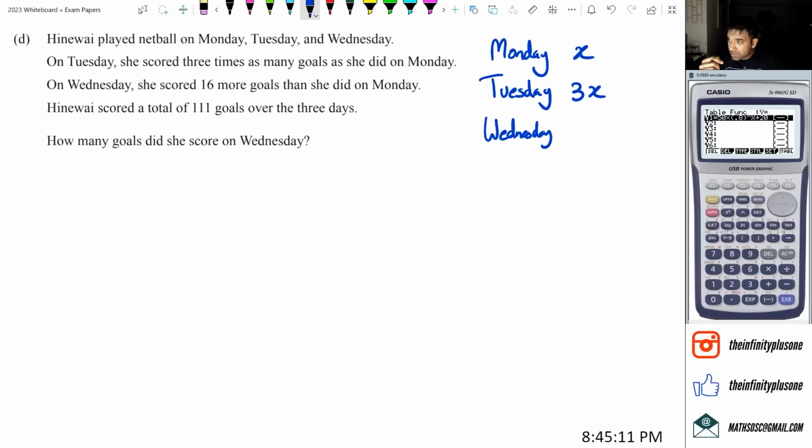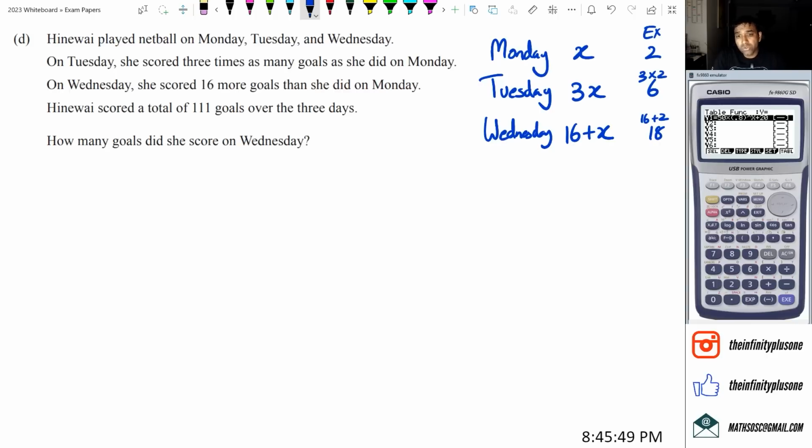Wednesday, it says she scored 16 more goals than she did on Monday. Now remember that example I talked about. If I scored 2 goals on Monday, so this is just an example on the side there. If I scored 2, then on Tuesday I scored 6. On Wednesday, 6 is 3 times 2. On Wednesday I would have scored 16 plus 2, which is 18. Or I would just go 16 plus 2. But algebraically, instead of 2, I would just write this as 16 plus x. That's pretty much it. Those 3 lines there, I've converted them into equations.